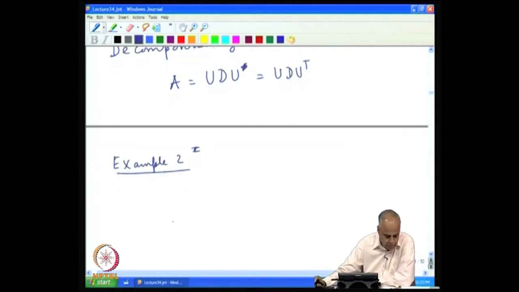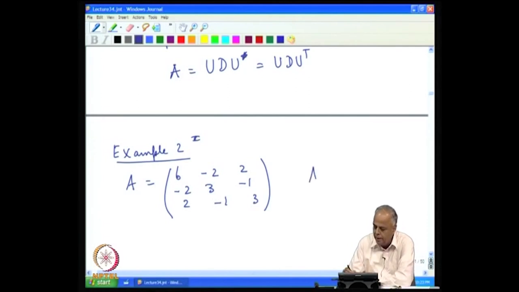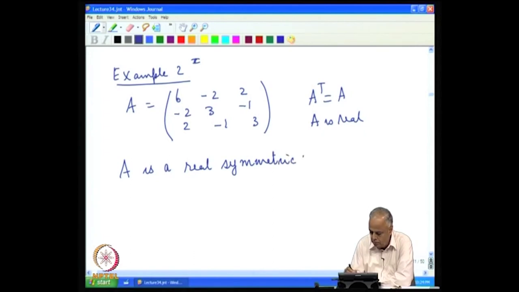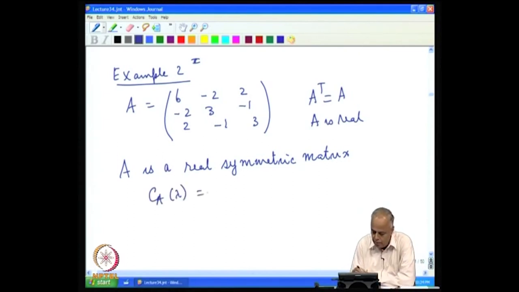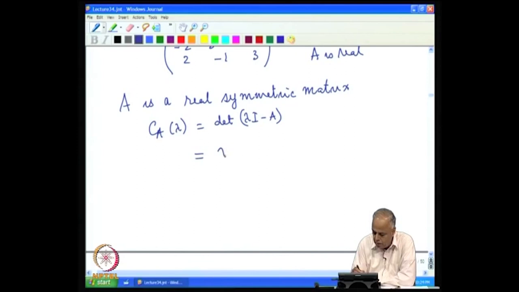Without too many details, look at the matrix A: 6, minus 2, 2; minus 2, 3, minus 1; 2, minus 1, 3. Again, notice that A transpose is equal to A, and A is real, and therefore, A is a real symmetric matrix. Once again, if you calculate the characteristic polynomial of lambda, which is the determinant of lambda I minus A, we have the A, we have the I, if we substitute, we get the determinant. When we expand the determinant, we get lambda minus 2 squared into lambda minus 8.